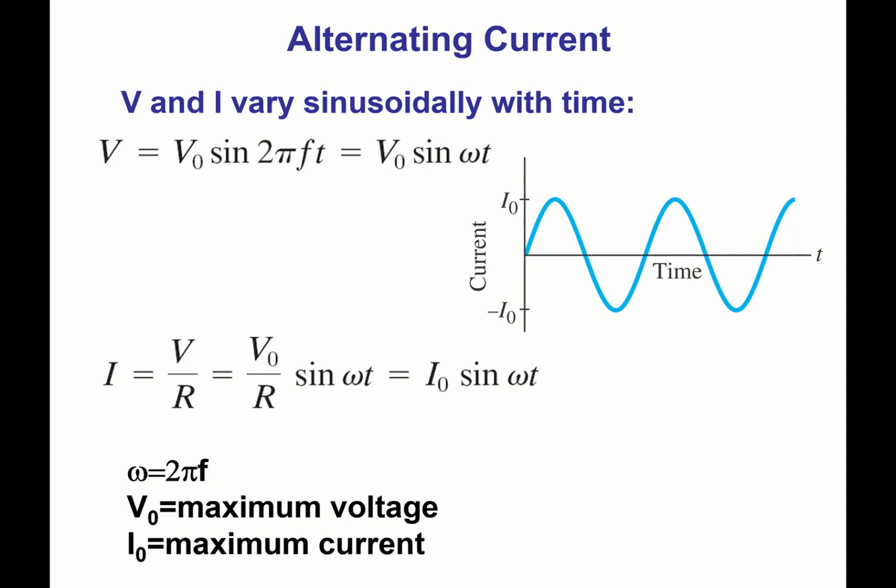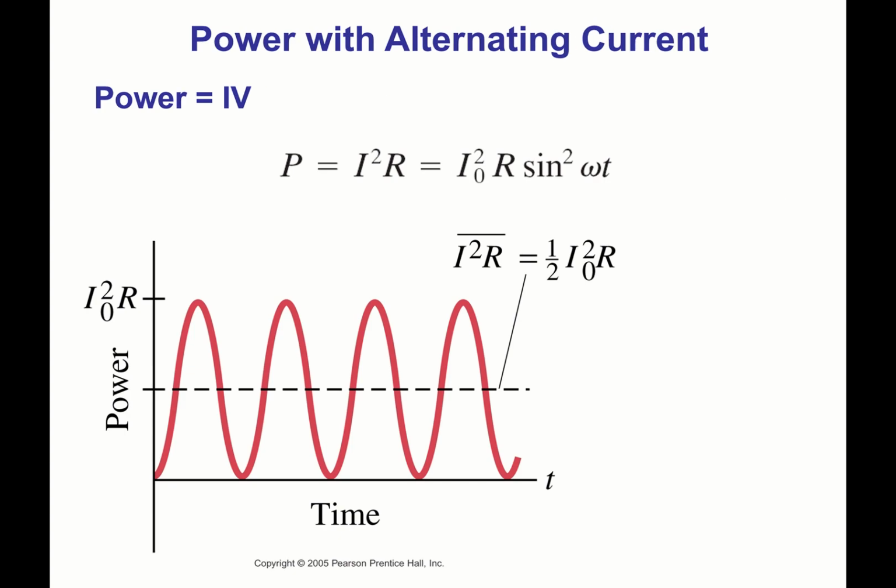Remember omega, back from Physics 1, is 2 pi times the frequency, so f is the frequency in hertz. And in this country, when you plug into the wall, we've got 60 hertz. And omega was the angular frequency in radians per second. Okay, so the V0 and I0 are the maximum voltage and the maximum current, and omega and f give you the frequency.